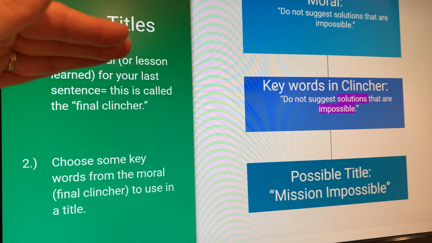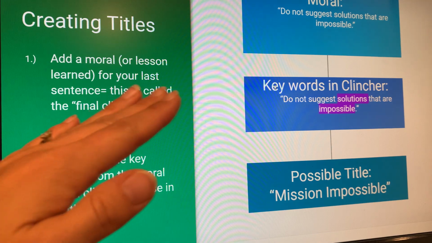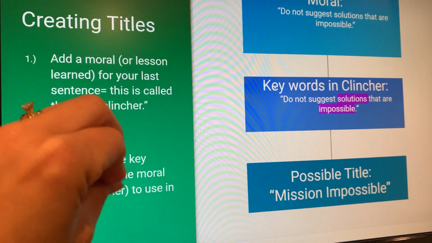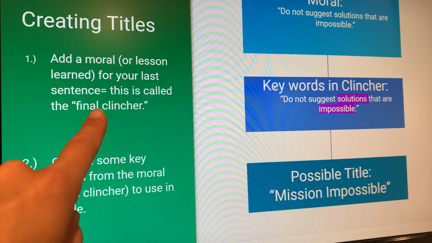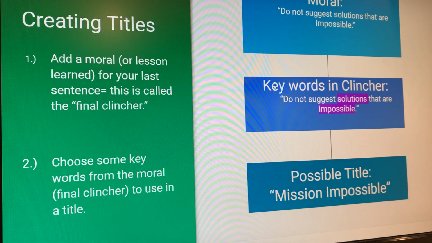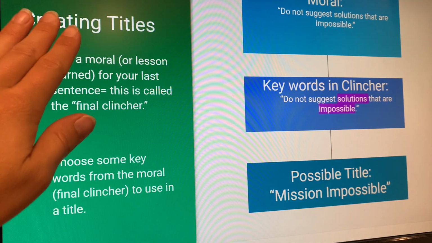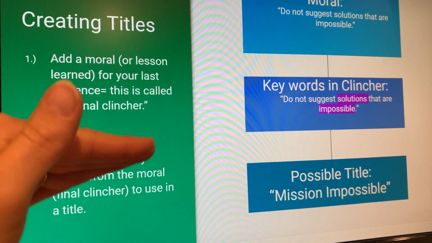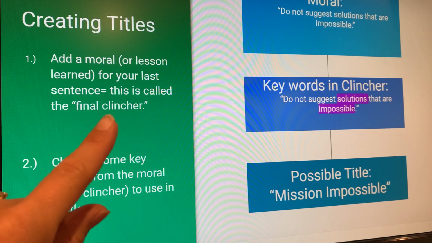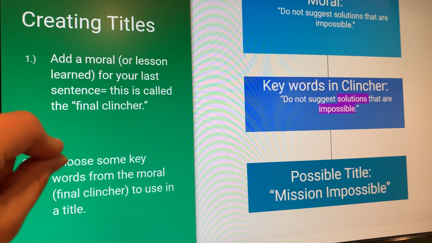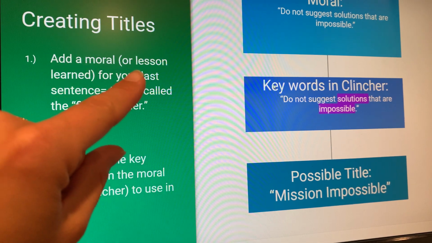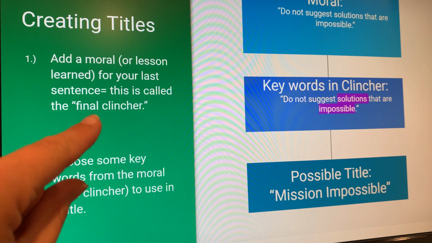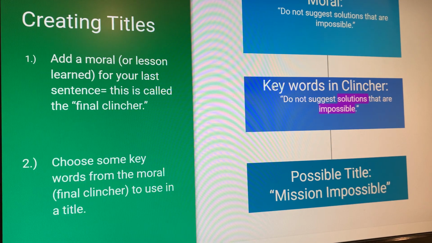So you'll write out your keyword outline, and then you're going to add your own last sentence, which is called a final clincher. You're going to choose, and so that'll be your last sentence. Let me just camp there and say, you're going to write according to your keyword outline, except the last sentence is going to be the moral or the lesson that you write as your final clincher sentence.